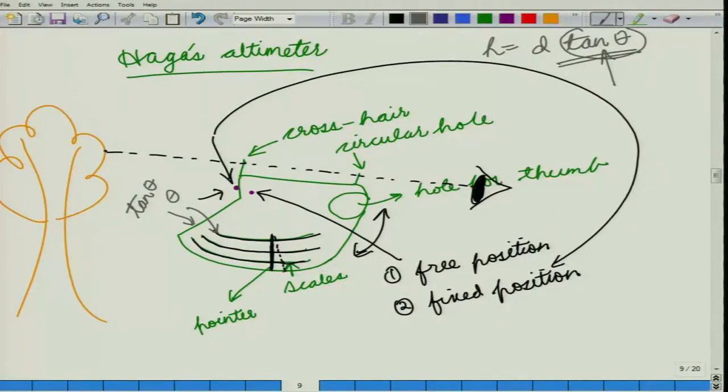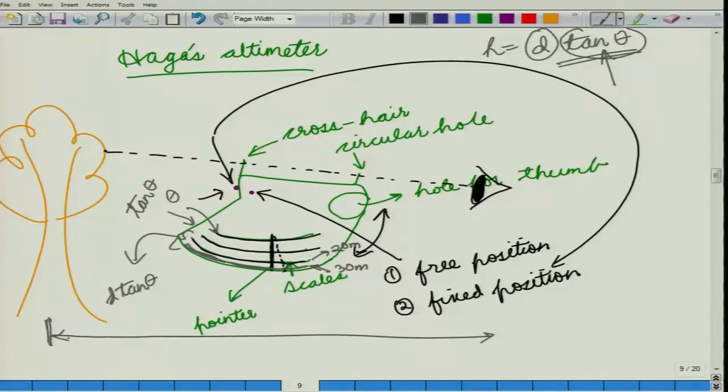There would be other scales as well on this device that would give you d tan theta for two different distances. So let us suppose that these two scales were giving you d tan theta. There would be one scale for say 20 meters and the other scale for say 30 meters. To use this instrument, you would take your position from the base of the tree such that this distance was 20 meters. Once you have done that, when you take the readings from this device, you can look at this scale of 20 meters and you will directly get the height.